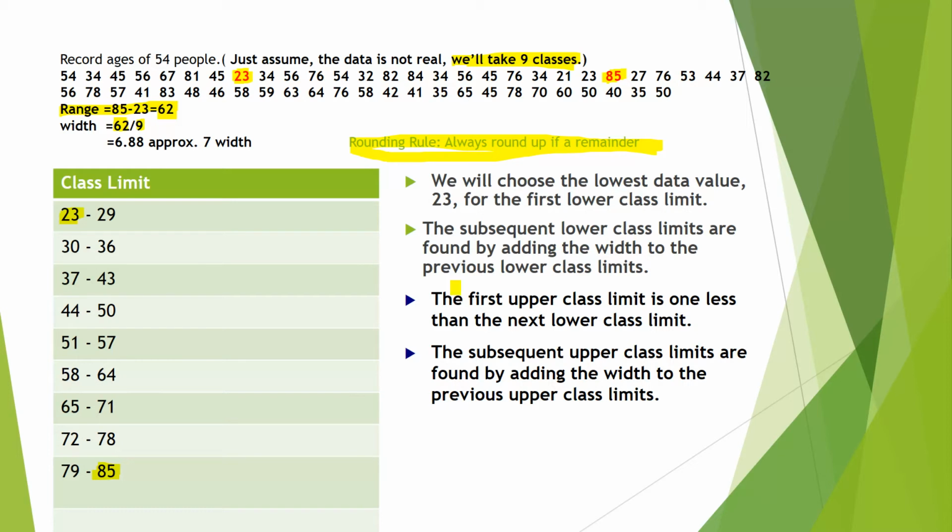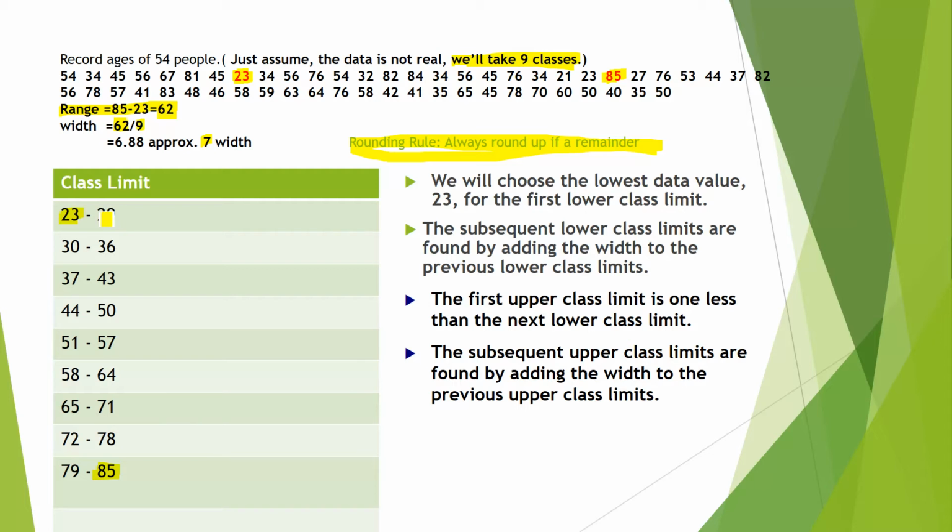Now what does it mean? It means, see, 23 is the lower class limit, 30 is the lower class limit of the second category, 37 is the lower class limit of the third category. So you have to add the width, and width is 7. 23 plus 7, 30. 30 plus 7, 37. 37 plus 7, 44, and so on.